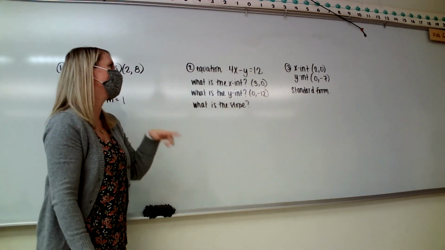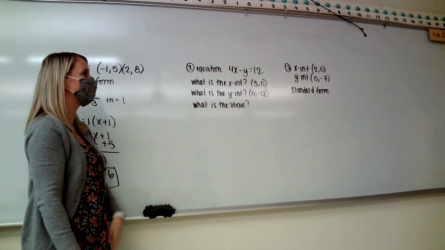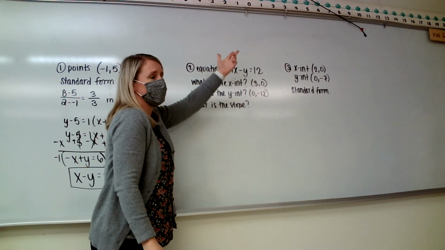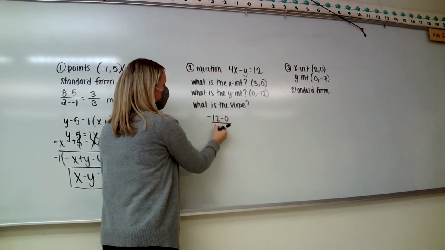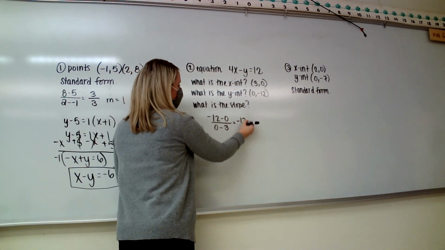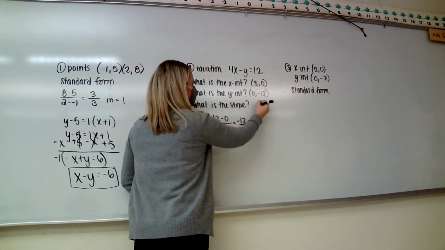When it says what's the slope, you can do a few things. You can rearrange that to slope-intercept form. I have 2 points now. I'm just going to find the slope of those 2 points. -12 minus 0 over 0 minus 3. That gives me -12 over -3. The slope would be 4.